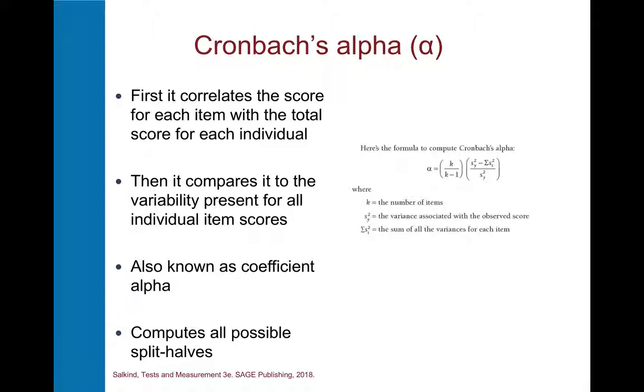This is essentially the same conceptually as computing all possible split halves of the test and then averaging all those split halves of the test. So that's pretty cool. This is the one reason why most people just do Cronbach's alpha as opposed to split halves, because you are computing all possible split halves of the test.